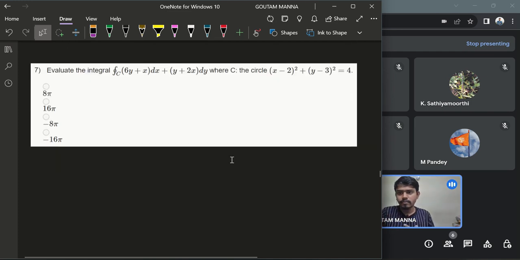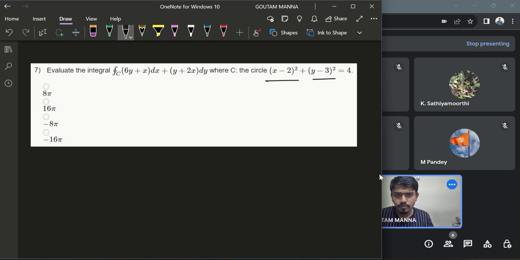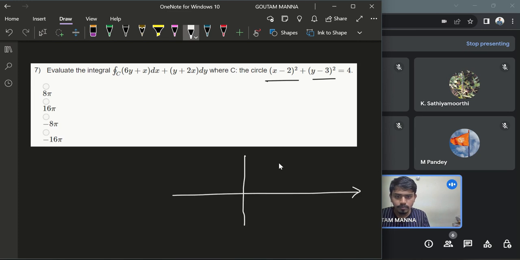Now the next problem: evaluate the integral over the circle given here. Let me draw the circular region first. So we are at point x equals 2, y equals 3. Let me say this is (2, 3). The circle has a radius of 2, so the circular region will look like this.